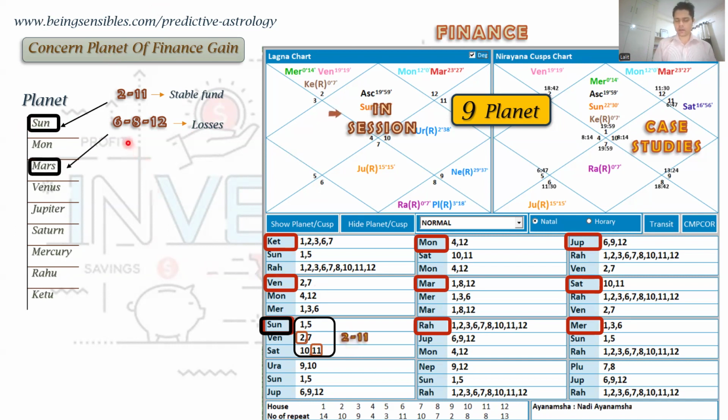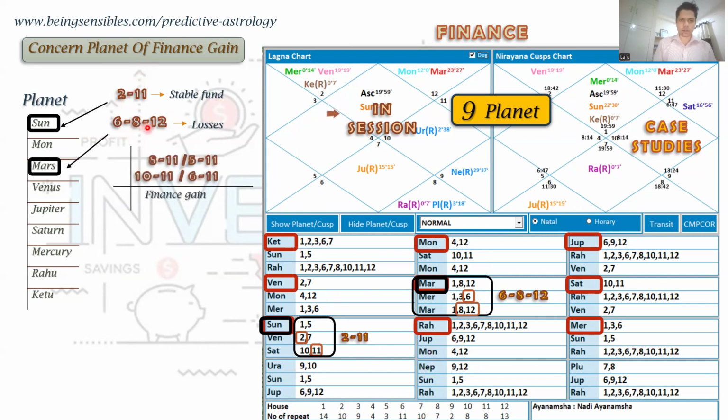In this chart, Mars has 6, 8, 12. If any planet carries a good combination, it always remains good, but if it has a bad combination, it always remains bad. Even from a gemstone perspective, which stone you should wear is decided as per the combination.